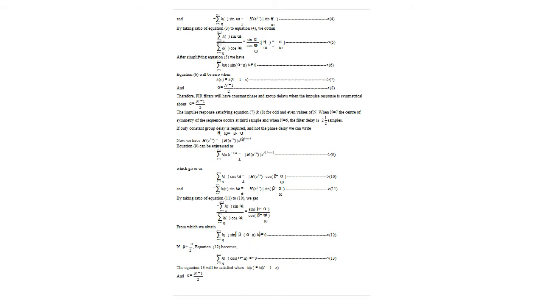This gives summation n equal to 0 to N minus 1 h of n sin omega n, equal to plus or minus modulus of H of e power j omega into sin theta of omega. By taking the ratio of equation 3 to equation 4, we obtain summation n equal to 0 to N minus 1 h of n sin omega n divided by summation n equal to 0 to N minus 1 h of n cos omega n, equal to sin alpha omega by cos alpha omega, that is sin of theta of omega, that is minus alpha omega.